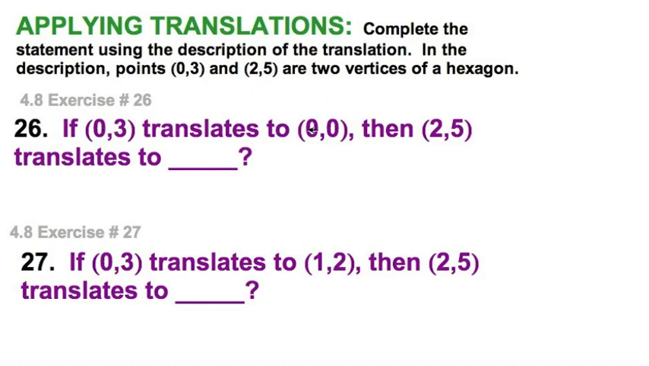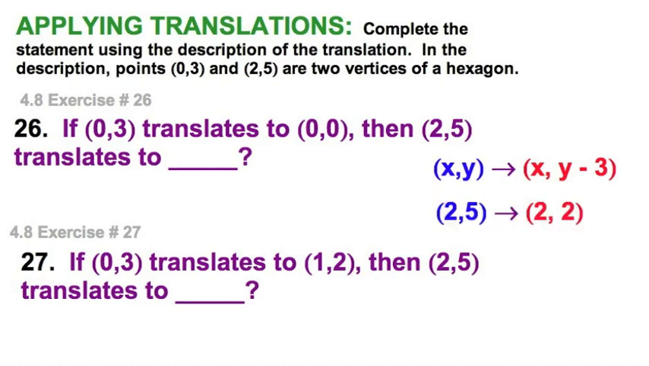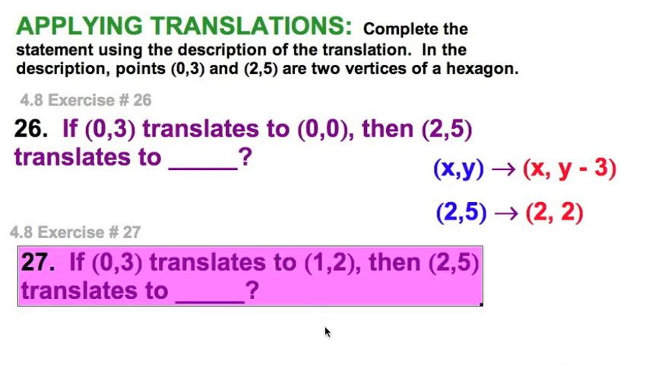(0, 3) translates to (0, 0). And if we're trying to make a rule based on this, the only thing I can see is that x stays the same and y decreases by 3. That's my rule. So then when I apply this to (2, 5), well, that's pretty straightforward. 2 remains the same, 5 becomes 2. See, don't overthink it. Now let's look at this one.